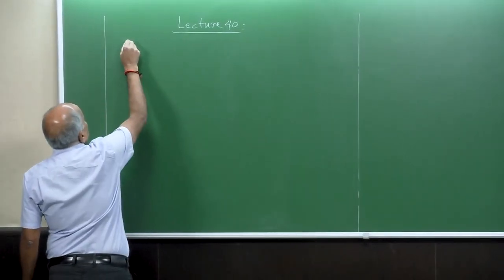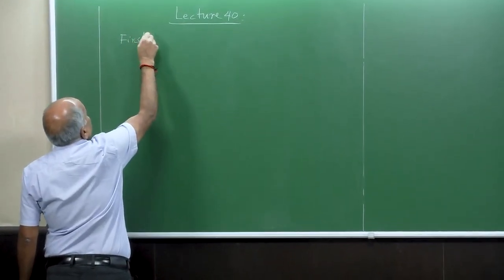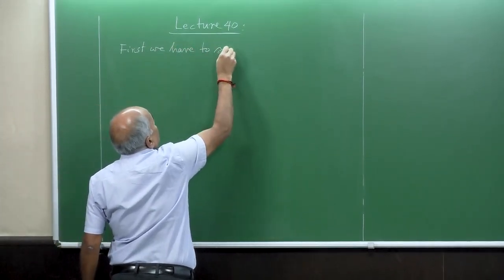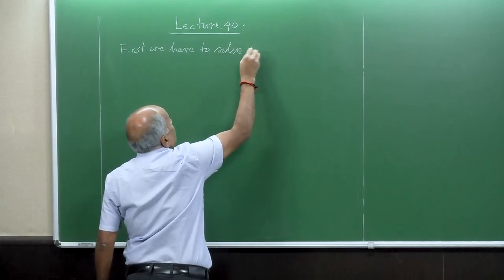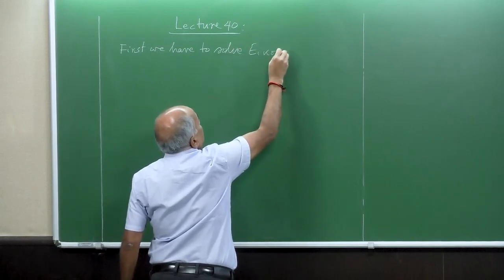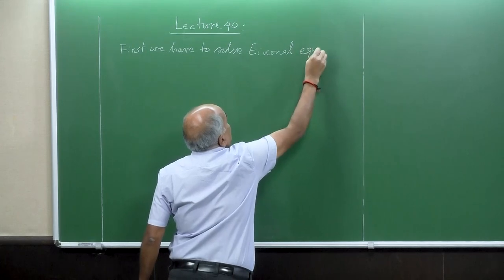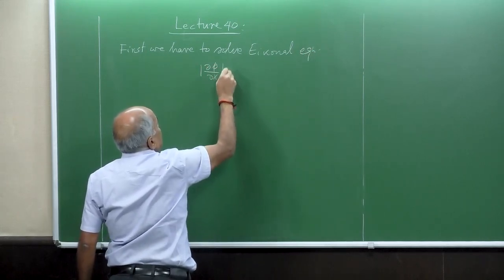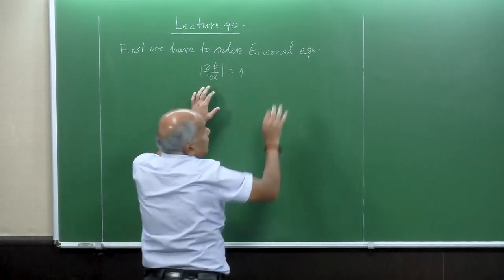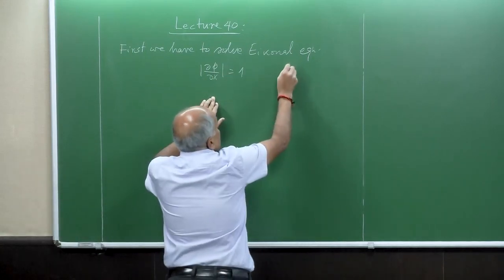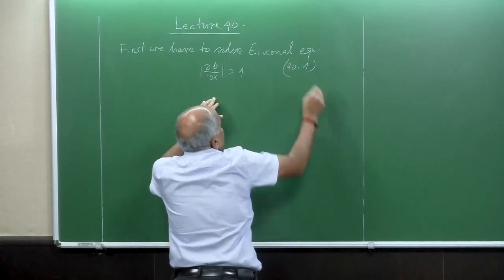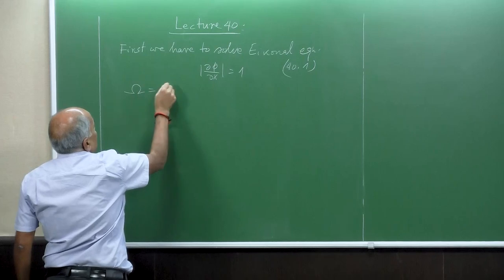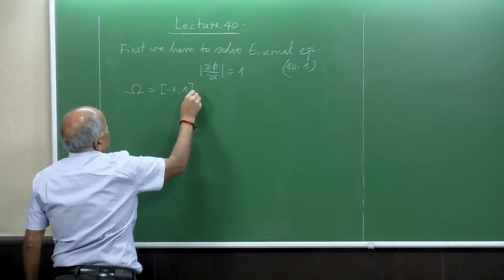First we have to solve the Eikonal equation. This was del phi by del x is equal to 1. So I have taken a very simple Eikonal equation, which we denote as 40.1. Our domain is minus 1 to 1.